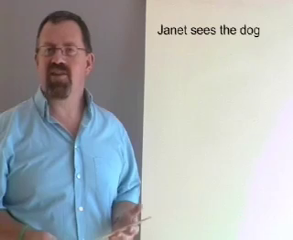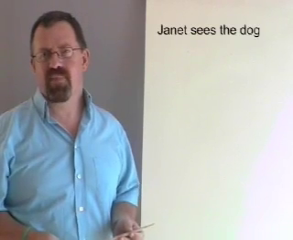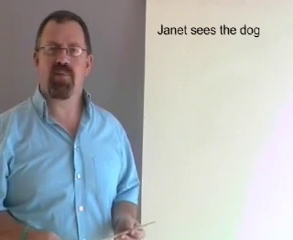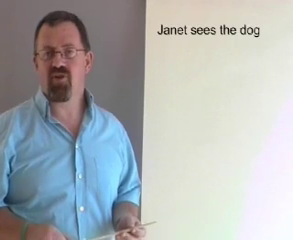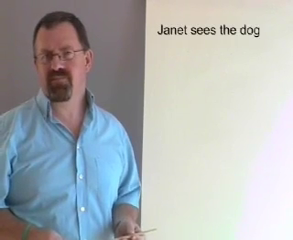Object pronouns replace objects in a sentence, and we use them all the time to avoid repetition. Let's do some English grammar first, so that we're clear what we're talking about. Let's analyse the sentence, Janet sees the dog. In this sentence, Janet is the subject of the verb to see, and the dog is the direct object. If we wanted to replace the dog in this sentence, we would use the word it. Janet sees it would now be the sentence.